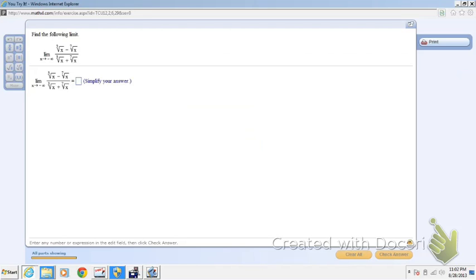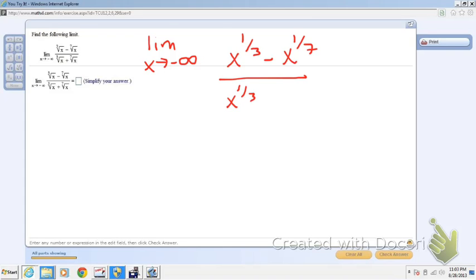Now you know why I picked this, because there's fractions involved. Gotta love that. I'll rewrite it for starters. It's the limit as x approaches negative infinity, and I'm going to write it in fraction form, because the cube root of x really means x to the 1/3, right? So you have x to the 1/3 minus x to the 1/7 over x to the 1/3 plus x to the 1/7.